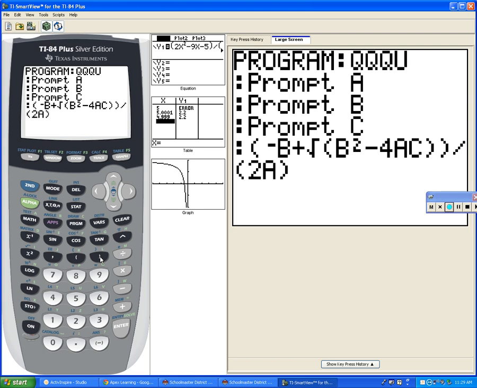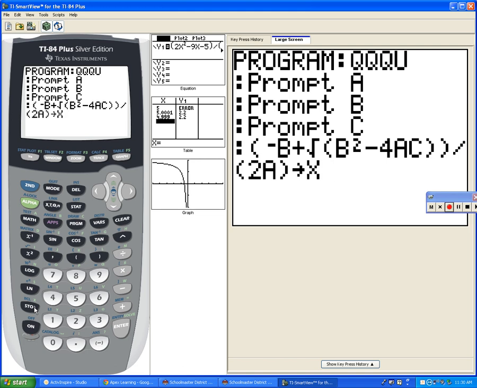And what we want the calculator to do is store that answer in another letter. And the store button is right here above on. Gives you a little arrow. And I'm going to store that into alpha x, which is also above the store button. Okay? You can use anything you want as long as it's not A, B, or C. I'm going to do T.